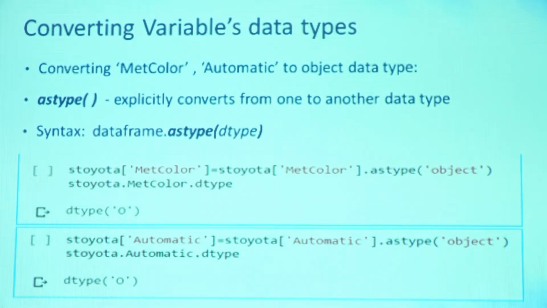So are you with me? We are going slowly now towards the filtering part. We identified the problems in our data set, and now we are trying to find their solution. Everybody, are you done now with met color and automatic? Can you please raise your hand so that I can move forward? How many of you are done with converting? Please raise your hand properly. Okay.